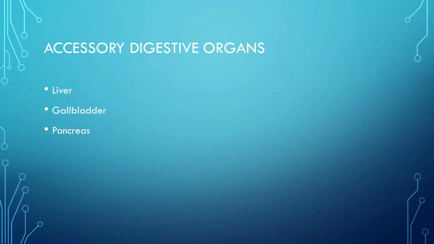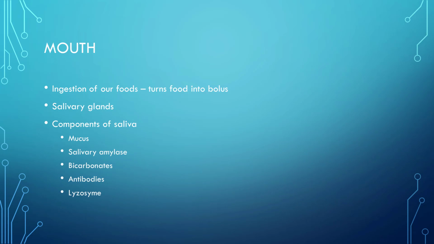So here we have the accessory digestive organs. So the liver, the gallbladder, and the pancreas. And we'll discuss all of that today. So let's start off with the mouth.